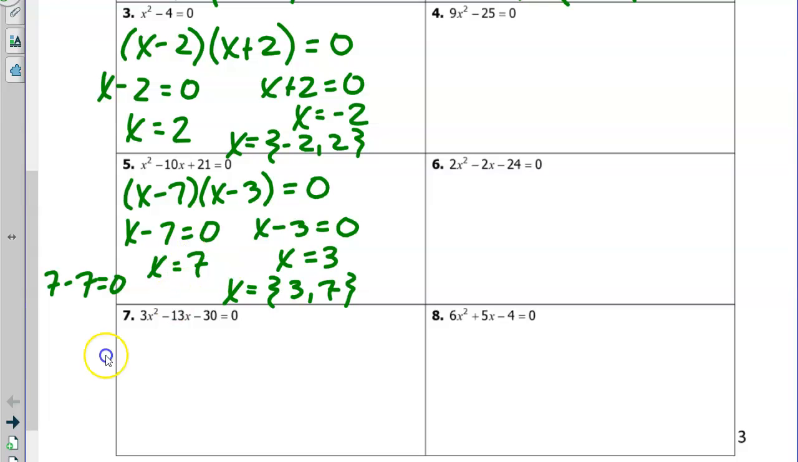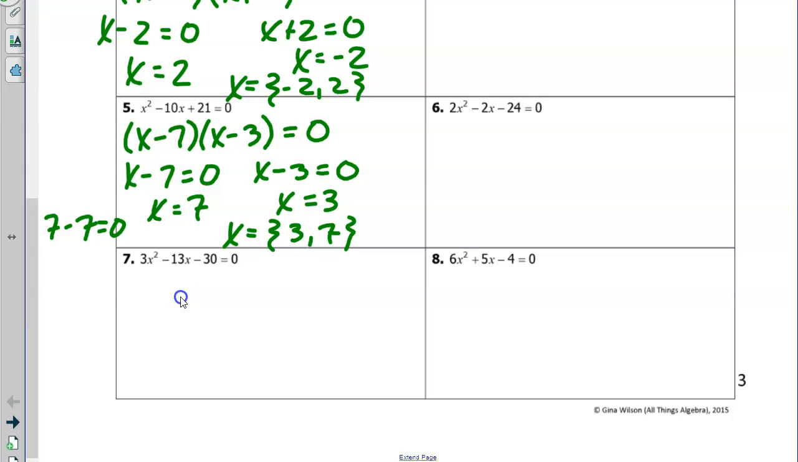Alright, number 7. How do I do this one? What was our strategy when we didn't have an a equals 1? What did you say, Ethan? Yep, we're going to do the slip and slide. So x squared minus 13x minus 90 equals 0. What are my factors of 90 that will give me a negative 13?